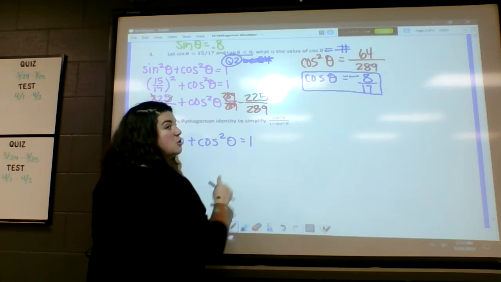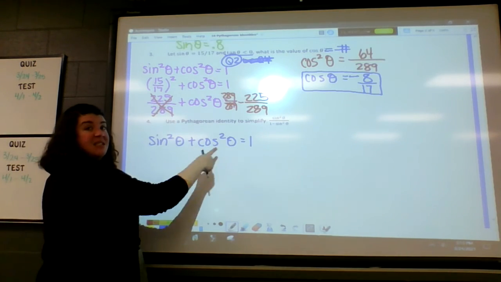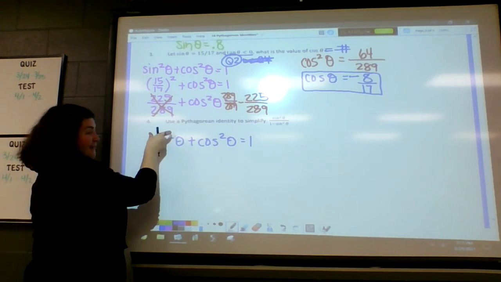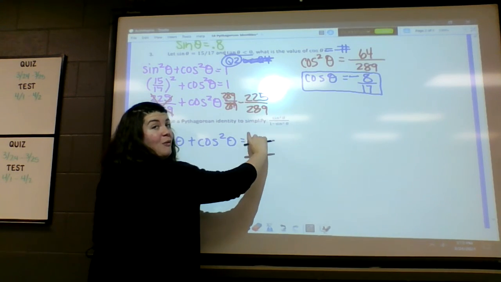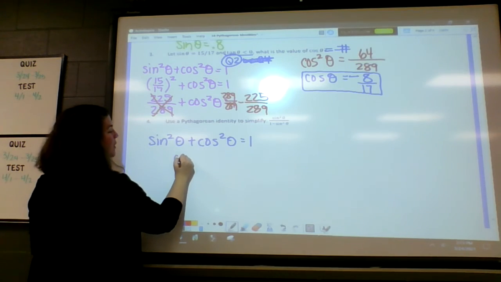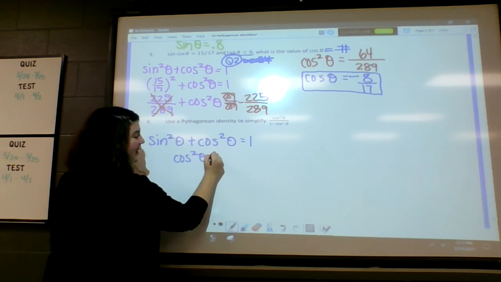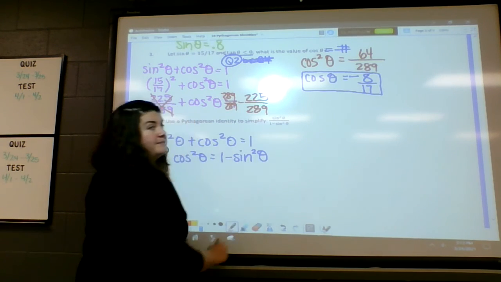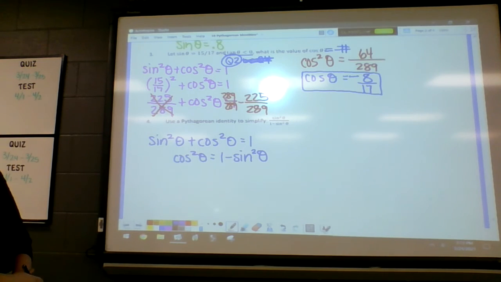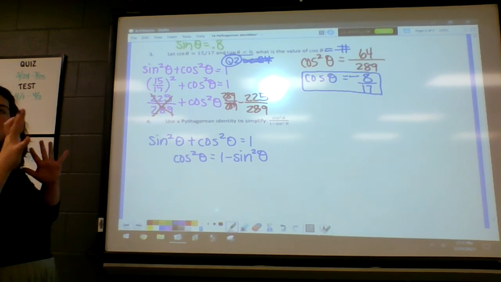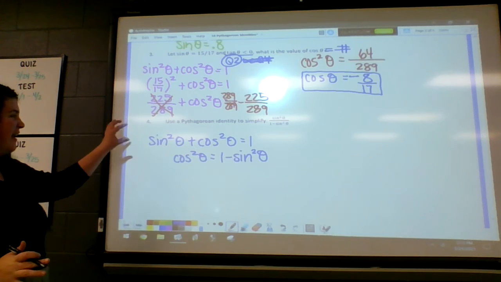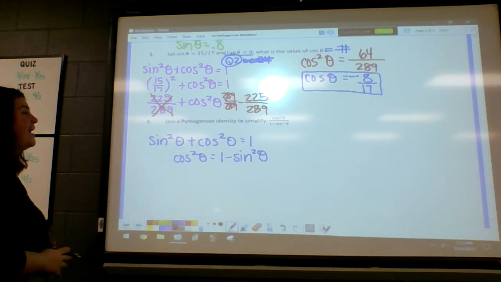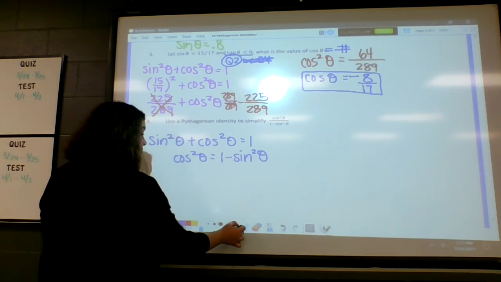1 minus sine squared is actually a version of this. If you move the sine squared over, you'd have 1 minus, right? So we can say the cosine squared is equal to 1 minus sine squared. Are y'all okay with making that statement? We're editing that Pythagorean identity just a little bit.